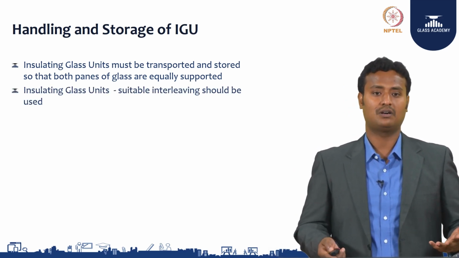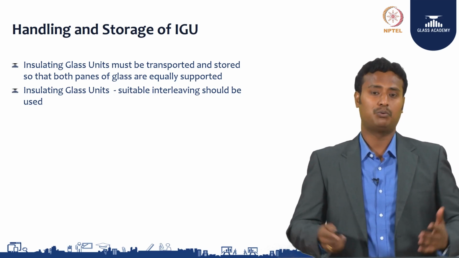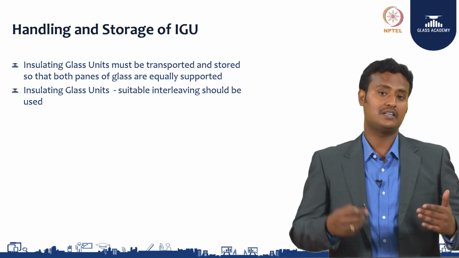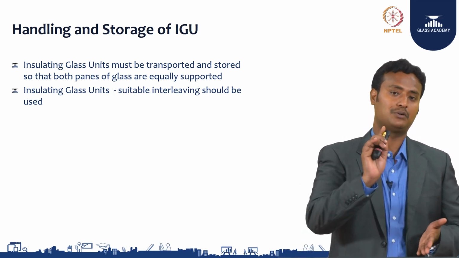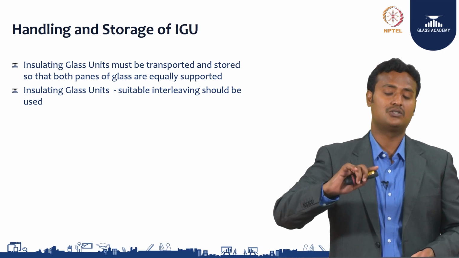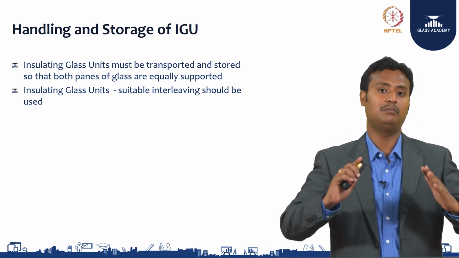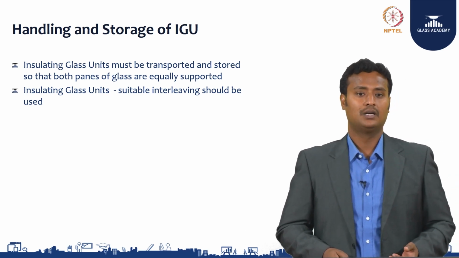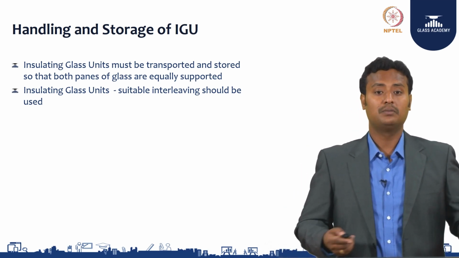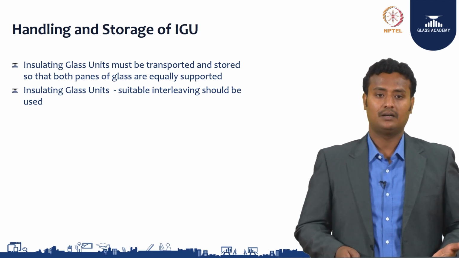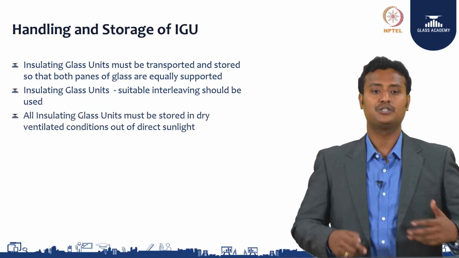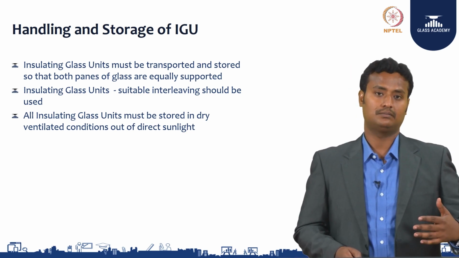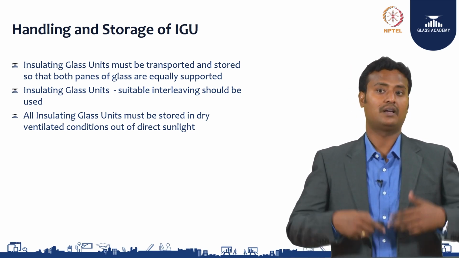transportation and storage of both panels are equally supported. It should not be stacked in a zigzag way; you have to stack it at an angle of 6 to 7 degrees. Do not stack it horizontally and transport it. It should be in an A-frame, at 6 to 7 degrees. You have to do it in such a way. And for insulating glass units, suitable interleaving should be used, and all insulating glass units must be stored in dry and ventilated conditions. They should not be exposed to the sun or heavy rainfall.